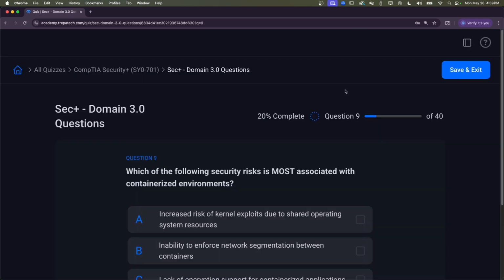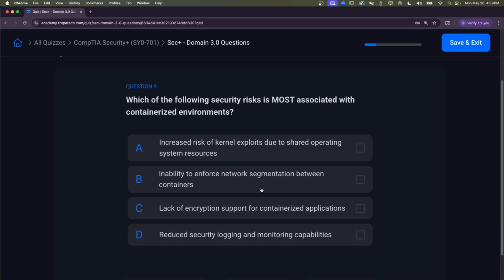Question 9. Which of the following security risks is most associated with containerized environments? So containerized environment, that's another virtualization technique that uses a shared kernel and what's called container images rather than entire operating systems that we'd see in regular virtualized environments, right? This isn't ESXi, this isn't a hypervisor, this is a shared kernel with a container engine like Docker, deploying container images with the dependencies and binaries and libraries already part of that image to deploy an application, like a web server.